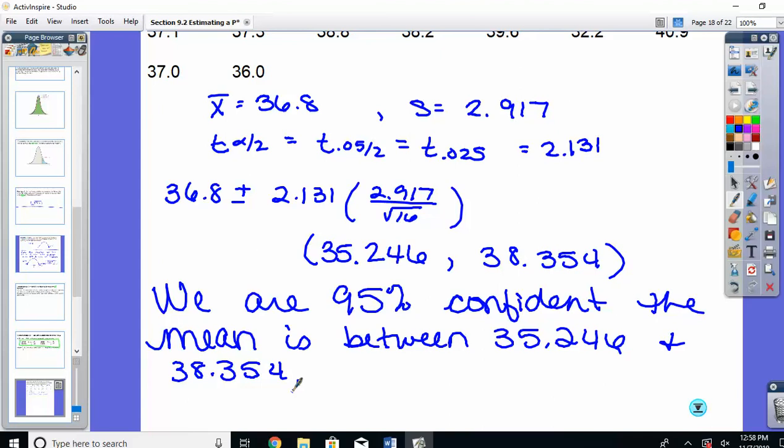I'm not always going to give you just a list of numbers. Sometimes I will just tell you in the problem x bar is this and s is this, and all you have to do is plug in. So it can go either way. Any questions on that?